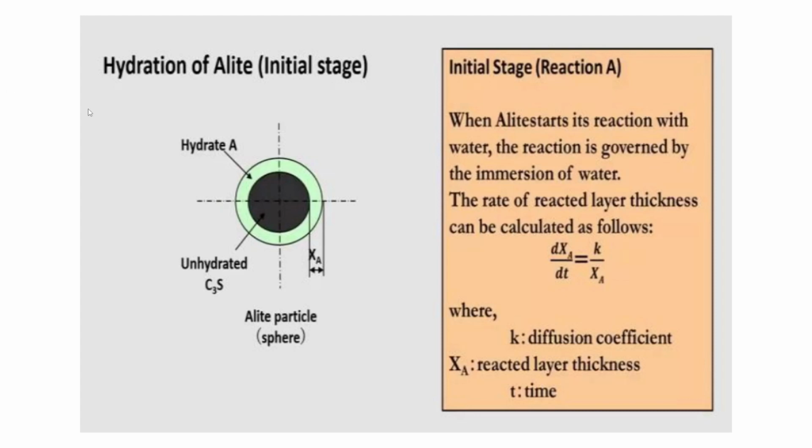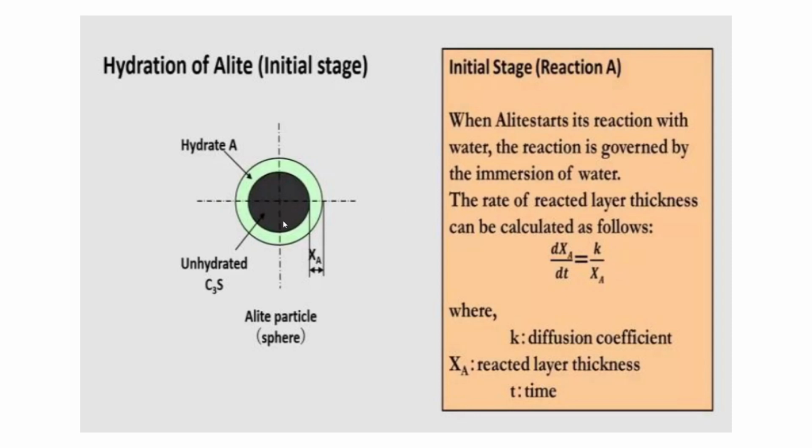The equation which follows for the hydration of alite is basically this: dxa/dt = k/xa, where xa is the reacted layer thickness and dxa/dt is the rate of this reaction. As you can see, xa is in the denominator, that is, the rate is inversely proportional to the amount of the reaction that has occurred.